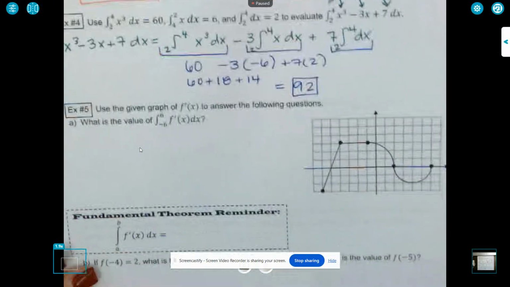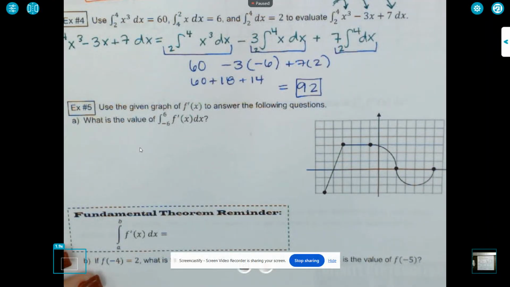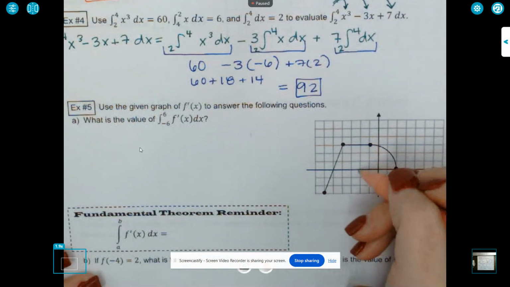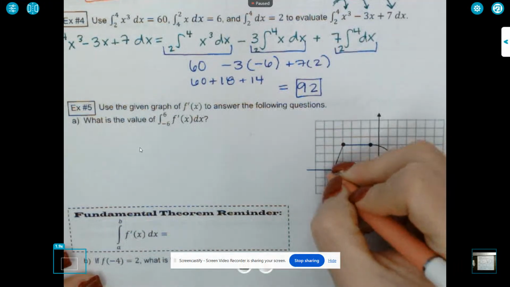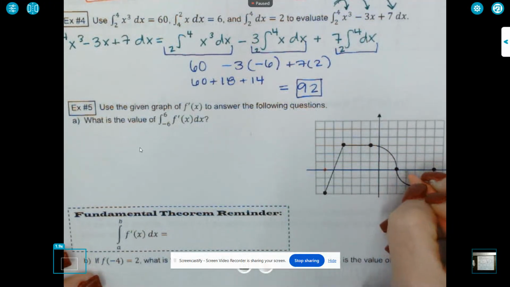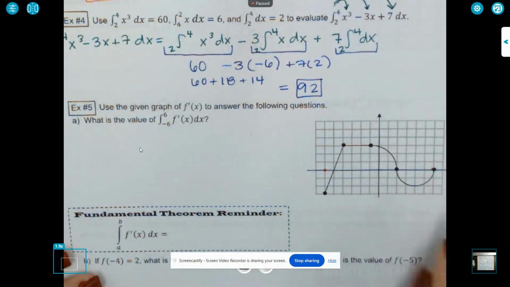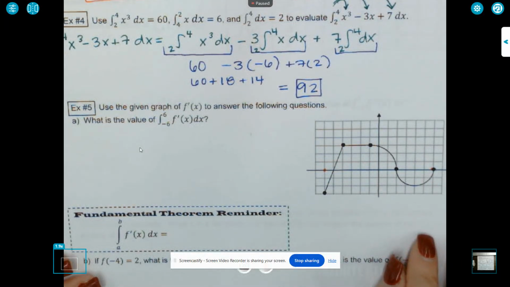All right. Example number 5. Use the given graph of f prime of x to answer the following questions. What is the value from negative 6 to 6 of f prime of x dx? All right, negative 6 to 6. Let's talk about what we're looking at. 1, 2, 3, 4, 5. Negative 6 is here. And so it's the whole graph.